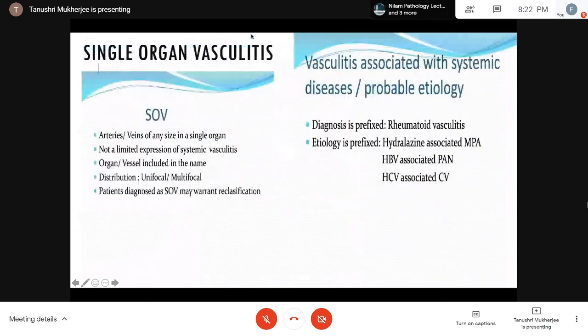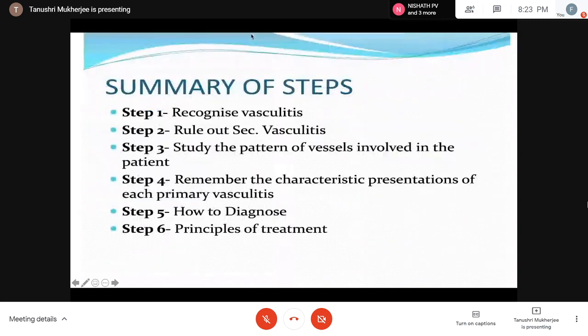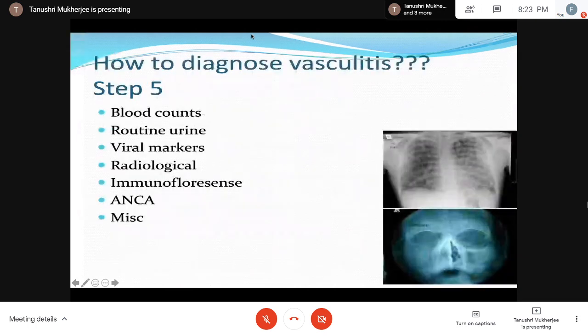Then there can be single organ vasculitis and vasculitis associated with systemic disease, like rheumatoid, hydralazine-associated microscopic polyangiitis, hepatitis B associated polyarteritis nodosa, and HCV associated cryoglobulinemic vasculitis. So you recognize the vasculitis, you rule out secondary vasculitis, there is a pattern of vessel involvement, remember the characteristic presentation, then diagnose, and the principles of treatment.